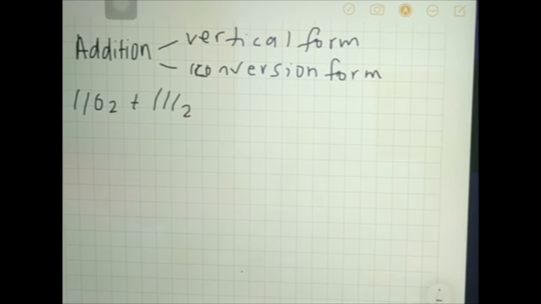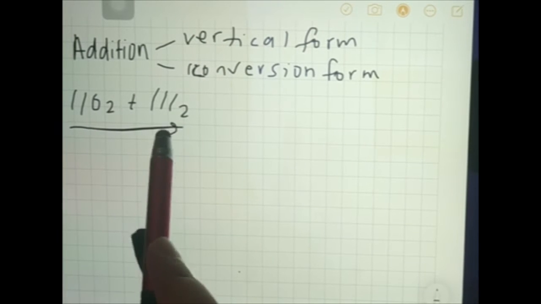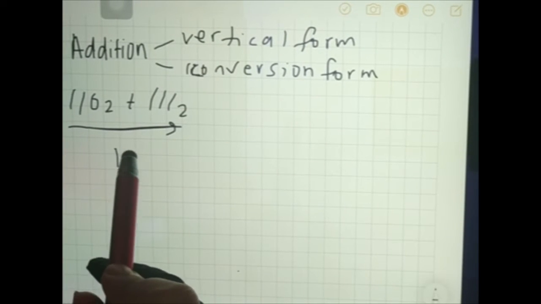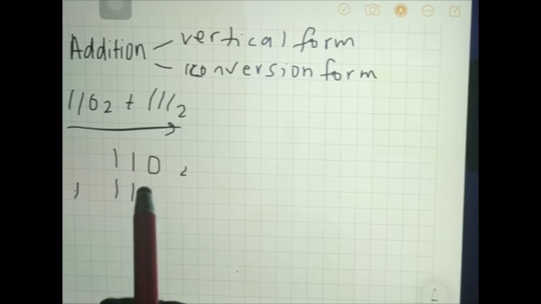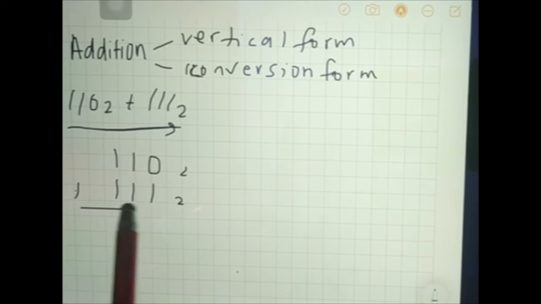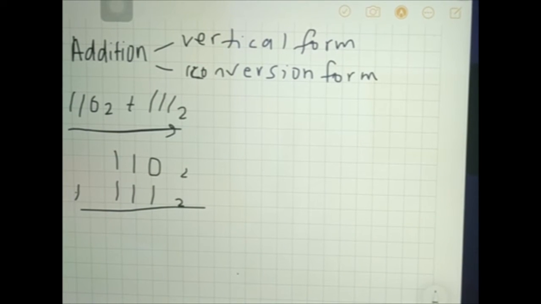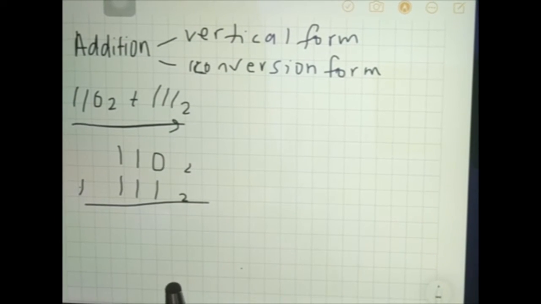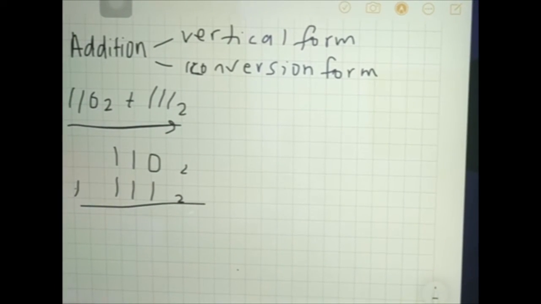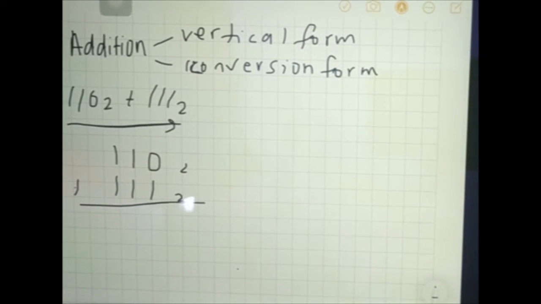Okay, so vertical form. We have to write it vertically from left to right. So 1, 1, 0 base 2 plus 1, 1, 1 base 2. Write it vertically, then we add. When we add, we will get a base 10 number. From that base 10, we will have to convert it back to the given base, which is base 2.